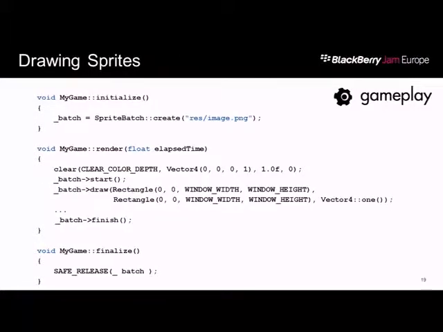For drawing sprites, it's pretty much the same. You can create a sprite batch. That image might not be a single image in your game. It might be a texture atlas that has several images in it. That's what I usually recommend to people. So what you'll do is create a sprite batch, start the batch, and then finish, and you can do as many draw calls as you want in between.